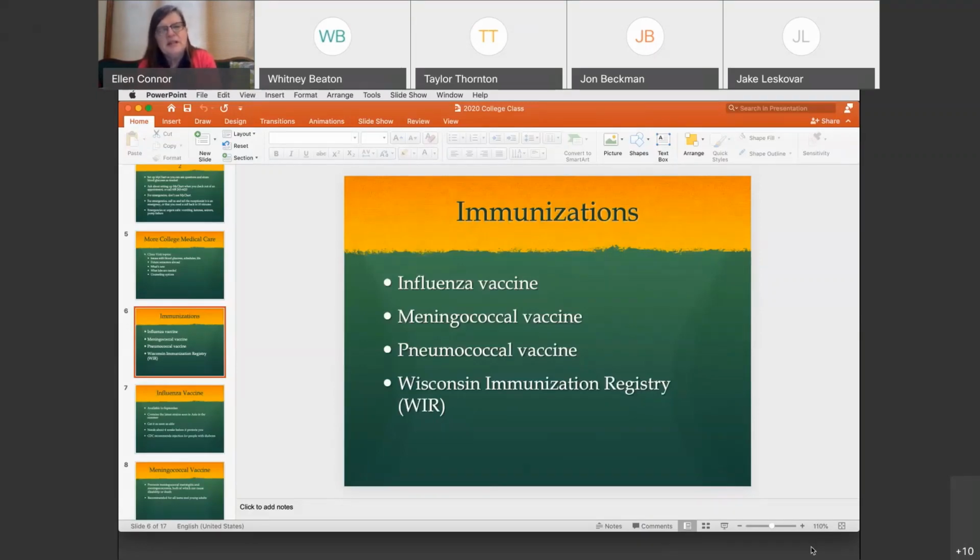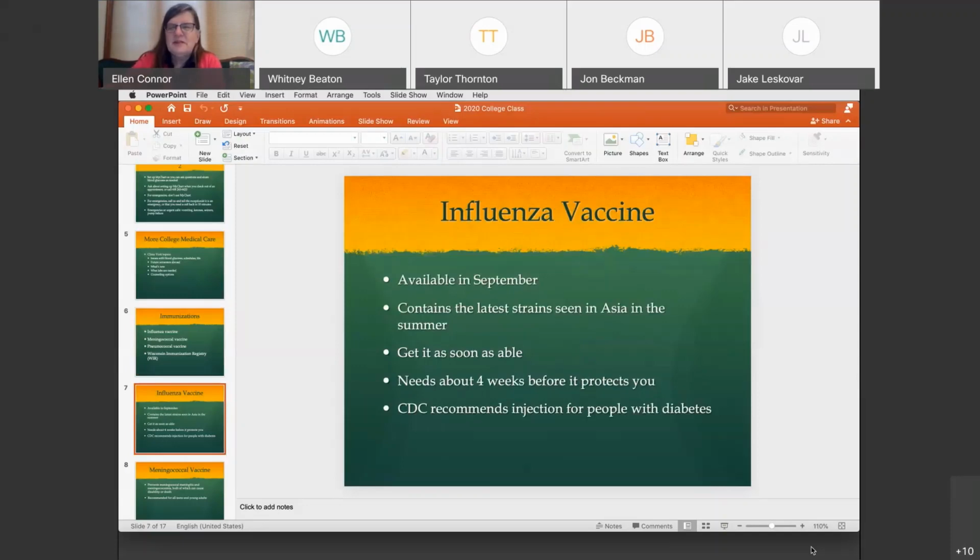We know that some people that had COVID got it when they had influenza. So we'd like to try and really make sure that we're leaving as few opportunities for you to have ketones as possible. It will be available mid-September, and it's going to have the strains of influenza that we're seeing in Asia in the summer, because that tends to be what we see in the wintertime. It's going to take about a month for the protection to really build up once you've had it. So think about that, it's going to take a little time to act entirely.